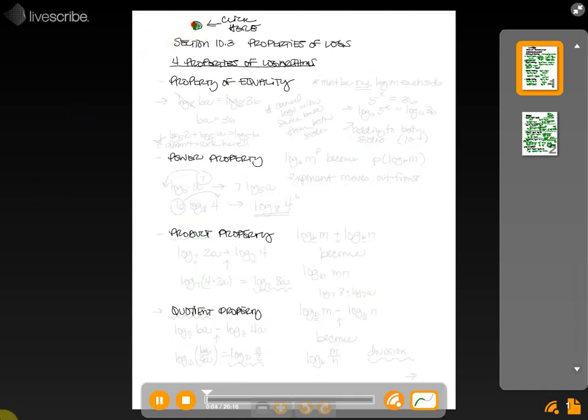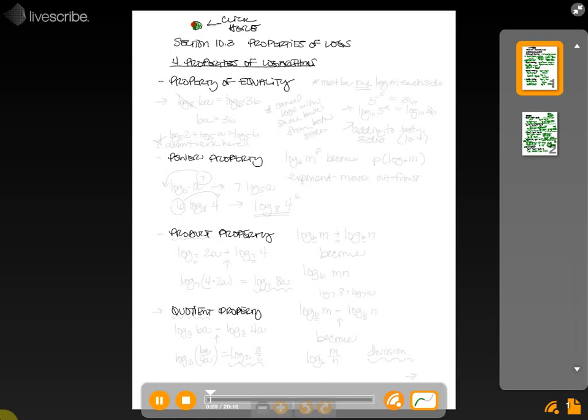Alright, these are our notes for section 10.3 over the properties of logs. What we're going to look at in this pencast are the 4 different properties of logs, and then we're going to do 4 examples. Now the examples don't go with each property. The properties are all going to be in your problems together, and you'll have to figure out which properties you are using for each problem. So again, they're not going to be one example of each. They're going to be all combined.